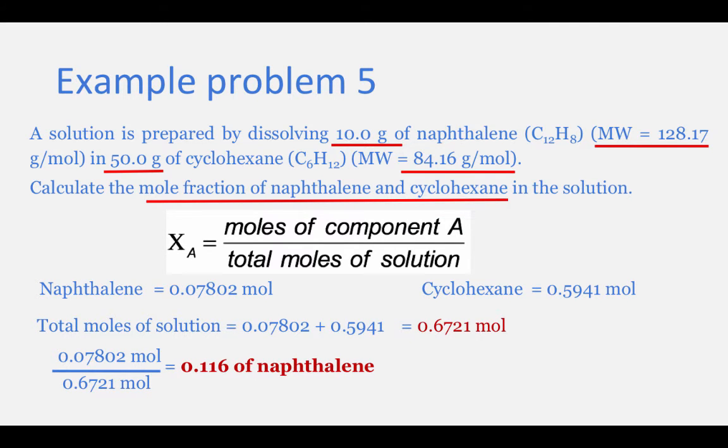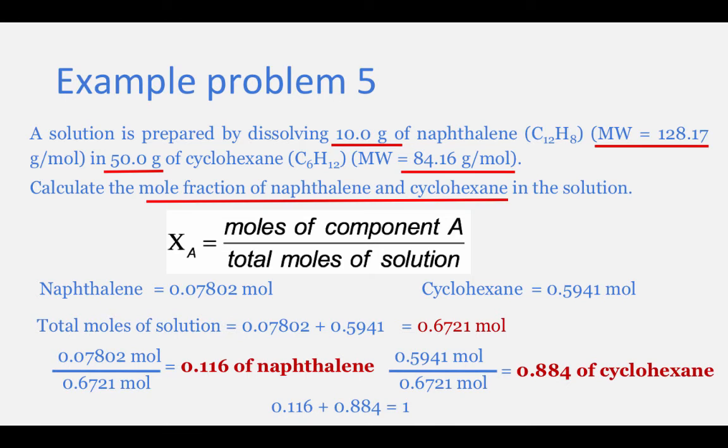To find the mole fraction of cyclohexane, divide the number of moles of cyclohexane, 0.5941, by the total number of moles, 0.6721, to get a mole fraction of 0.884. One thing to realize about mole fraction is that all components of a solution's mole fractions should add up to 1. This is a good way to check your answers. In our case, they do because 0.116 plus 0.884 equals 1.